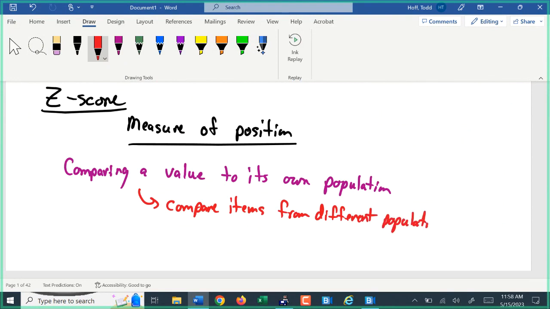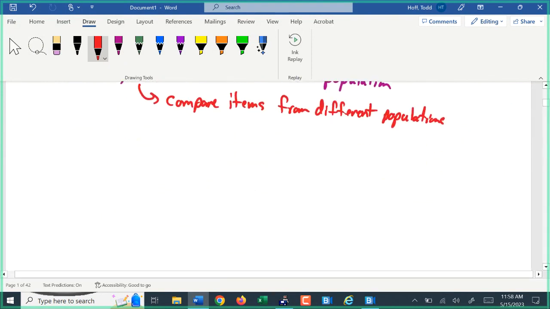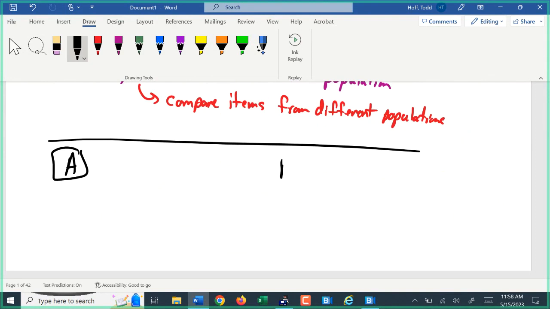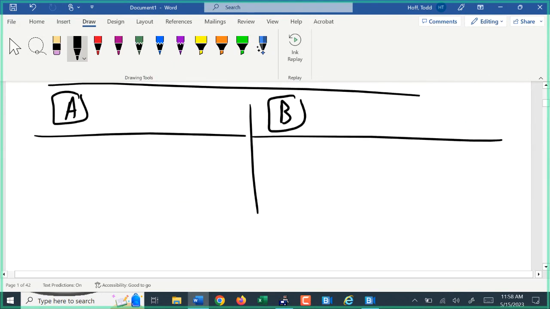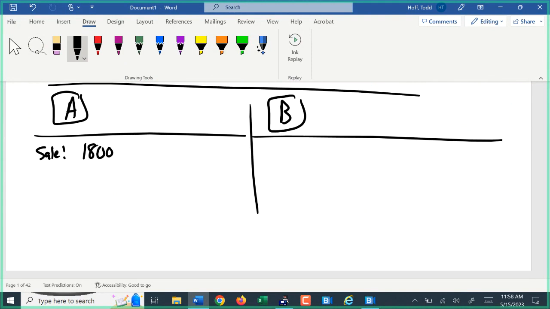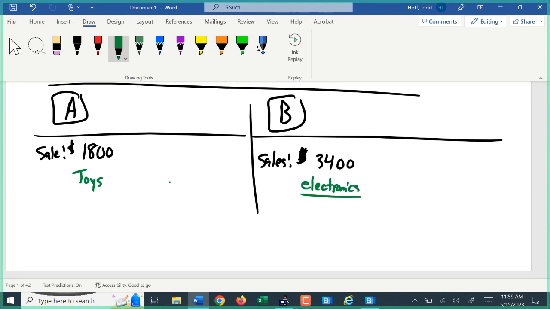And the example we used was, let's say we're managing a store and we want to fire one of our sales staff. So we're going to have person A and person B, and we're going to give them a week. And whoever has the worst sales at the end of that week is out the door. Well, let's say that salesperson A, employee A, has sales of $1,800 that week. And salesperson B has sales of $3,400. Now you could look at these and say, yep, A is gone. That's way lower number of sales. They have to go. But we need to be fair about this. Person A is working in toys, while person B is working in electronics. Probably not a level playing field.